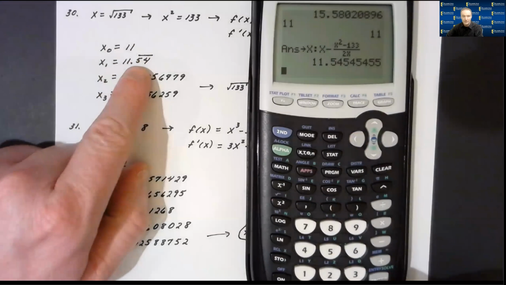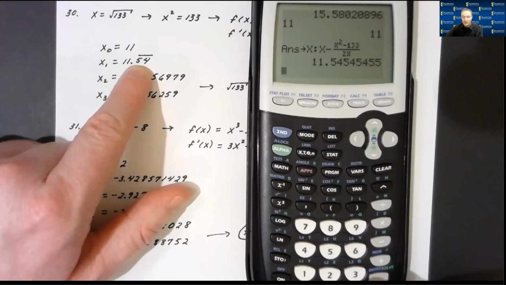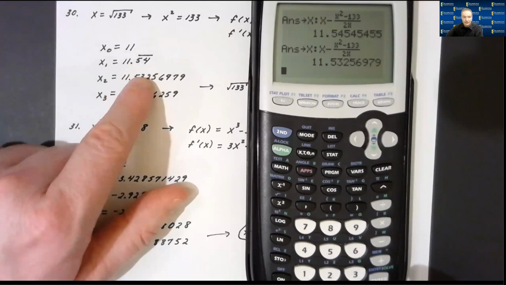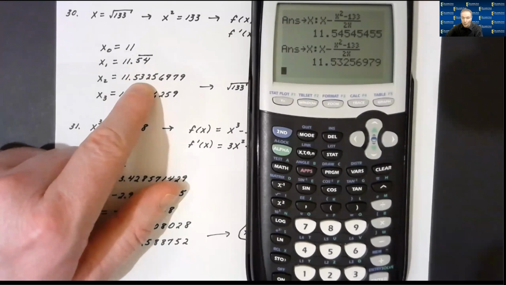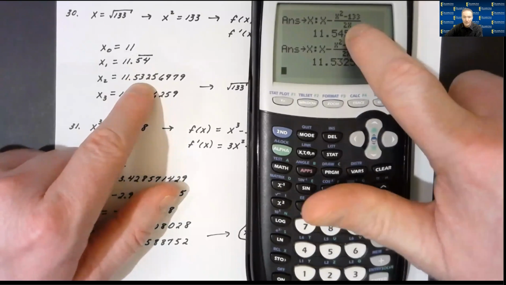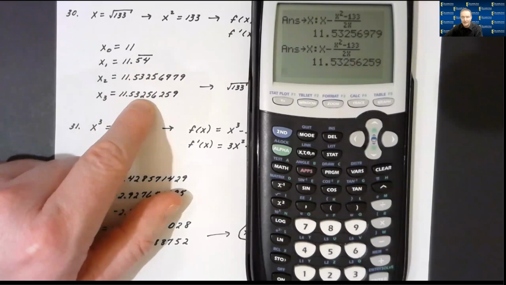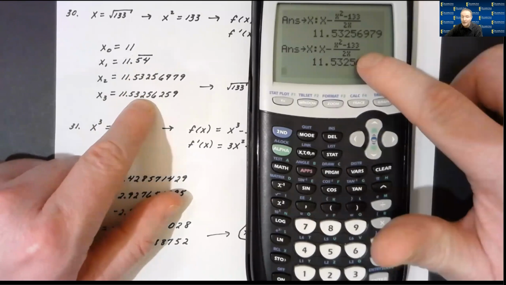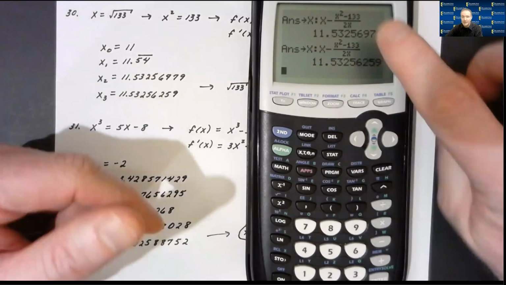I'll go in and say, okay, where's my first refined guess? And that's where I put this in. So 11.54 repeating. My second refined guess, I got 11.53256979. At this point, I wasn't even guaranteed 2 decimal place accuracy because it did not repeat to there. So I kept going. And by the third refined guess, I had 11.53256259.